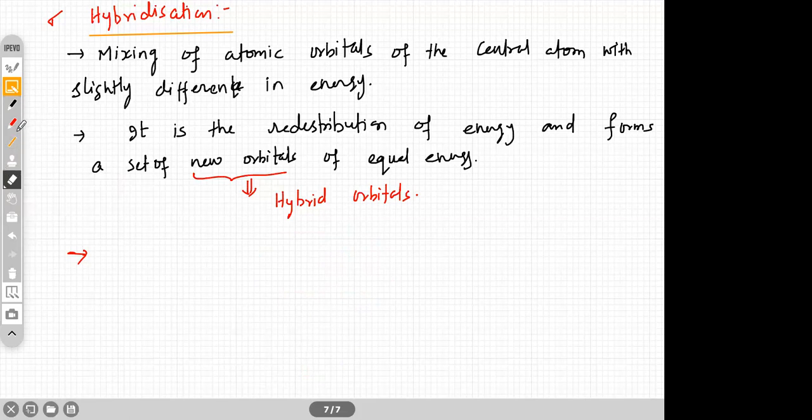Okay, write down the heading. Characteristics of hybrid orbital.